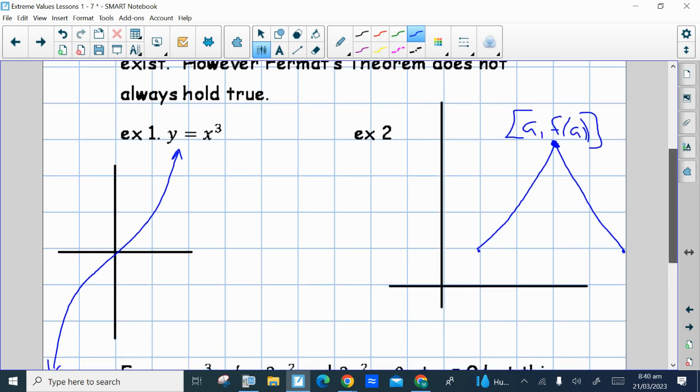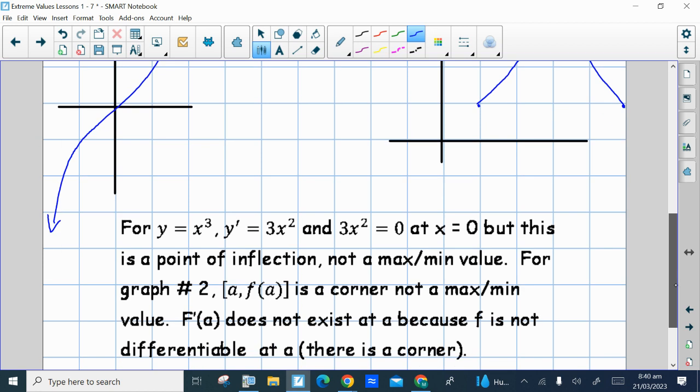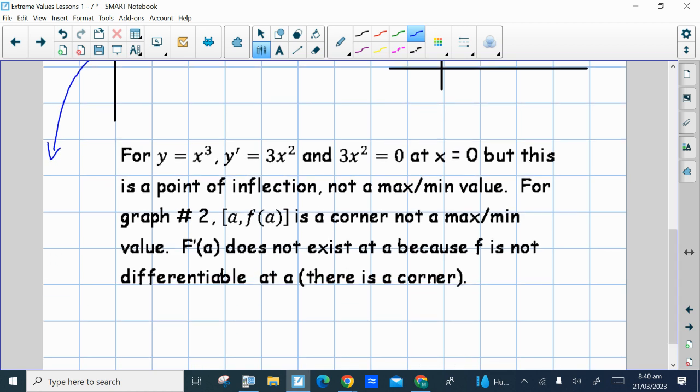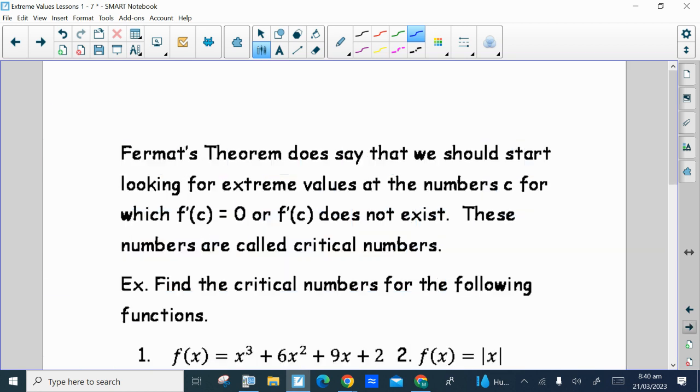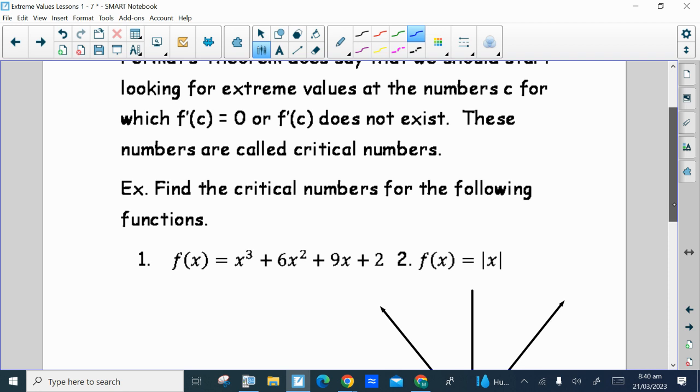So there is no equation for that graph, but if you see a graph like that, you have to know that in that case there is no max or min because it's not differentiable at that point, if you see one like that. So that's a special case. So Fermat's theorem does say that we should start by looking for the extreme values at the number C for which the first derivative equals 0 or where the first derivative does not exist. Again, we call these numbers critical numbers.